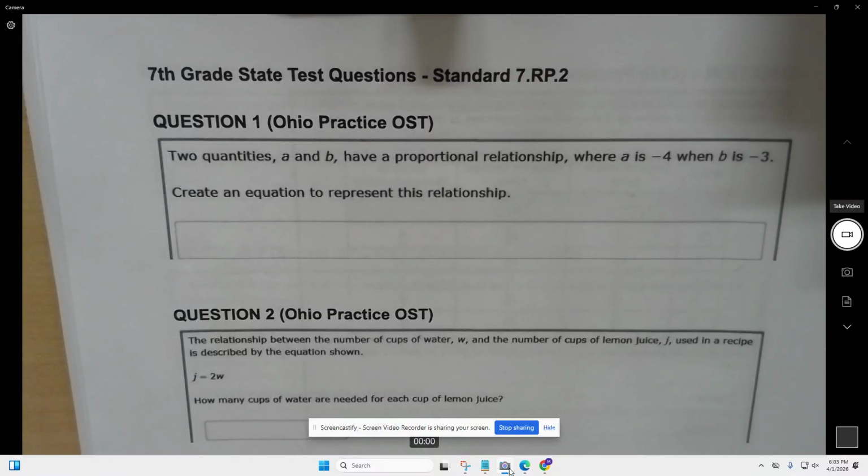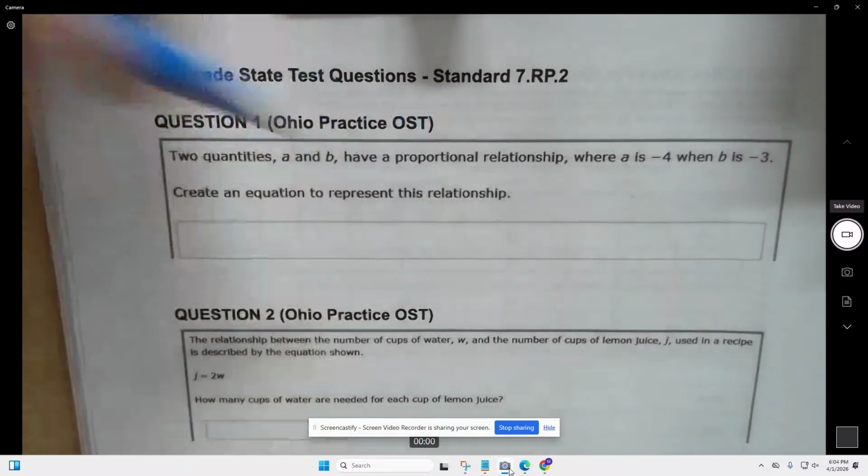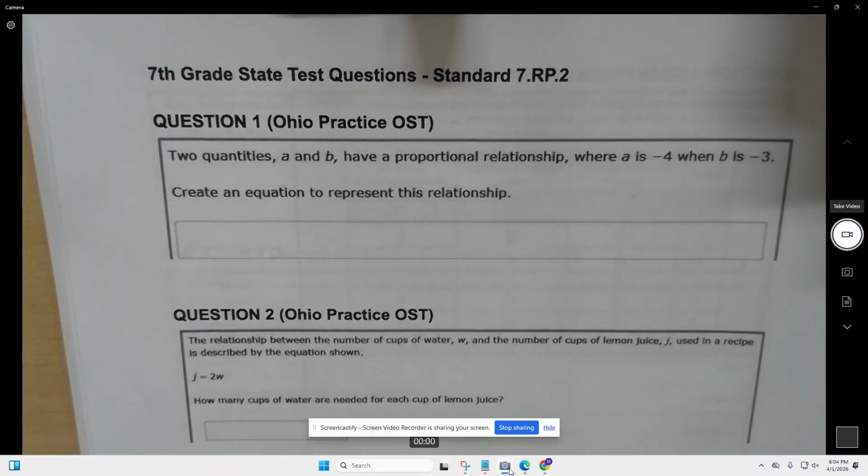So, two quantities, A and B, have a proportional relationship where A is -4 and B is -3. Create an equation to represent this relationship. Okay? So, when you have a proportional relationship, you can write proportions a number of different ways.